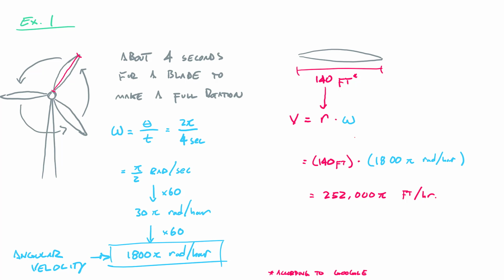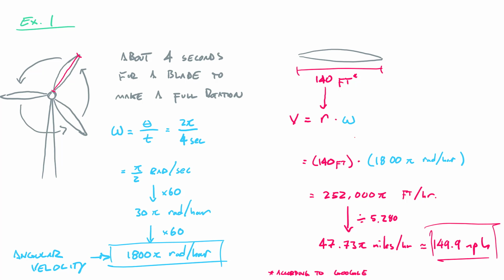But again, I wanted this in miles per hour. There's 5,280 feet in a mile, so I divided this thing by 5,280, and I found that it was 47.73 pi miles per hour. I don't know what that is. If someone was like, that wind turbine is spinning at 47.73 pi miles per hour, I have no idea what that is. So I figured it out. Pi is approximately 3.14. So I did the multiplication, and I found that it's about 150 miles per hour. That's how fast those things are spinning.